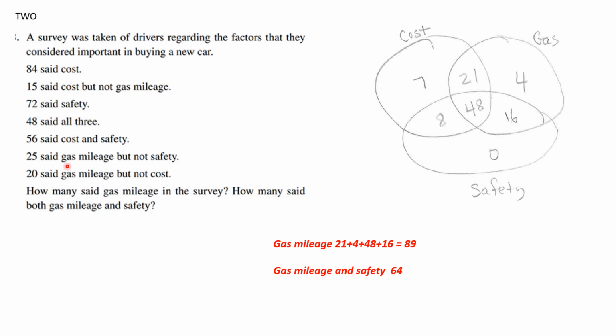This is number two. We had this information, and you might notice that there's not a universal set outside of this because we didn't have any data that indicated that there was one. But when we filled out this information, we ended up with this for the cost circle, this for the gas circle, this for the safety circle. So the answer to the gas mileage question was 89, and the answer to the both gas mileage and safety was 64.